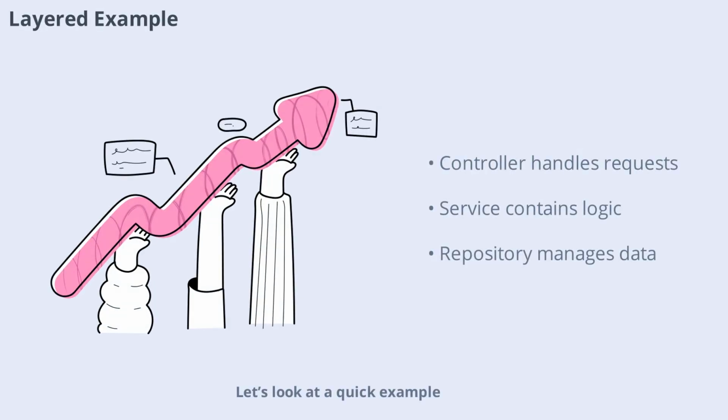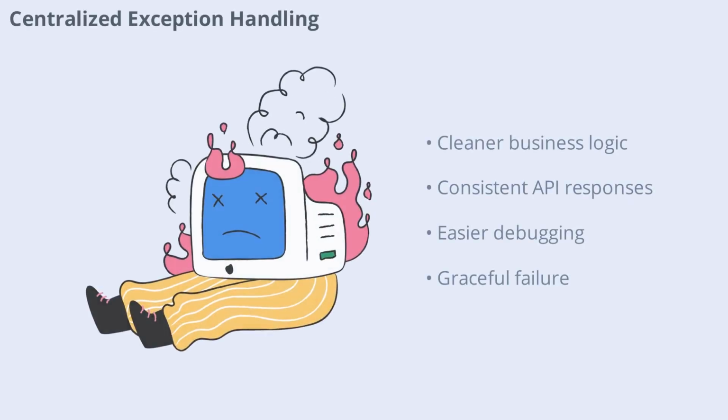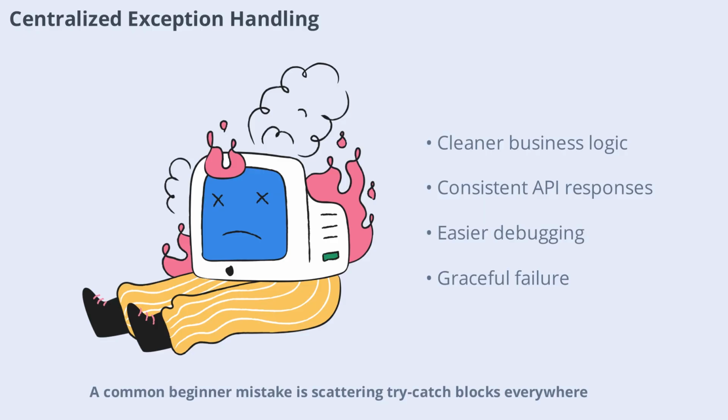Let's look at a quick example. Your UserController handles HTTP requests and delegates to the UserService, which contains the business logic. The UserService then calls the UserRepository for database operations. This separation ensures that each class has a single responsibility, making your codebase much cleaner and easier to manage as your application grows.